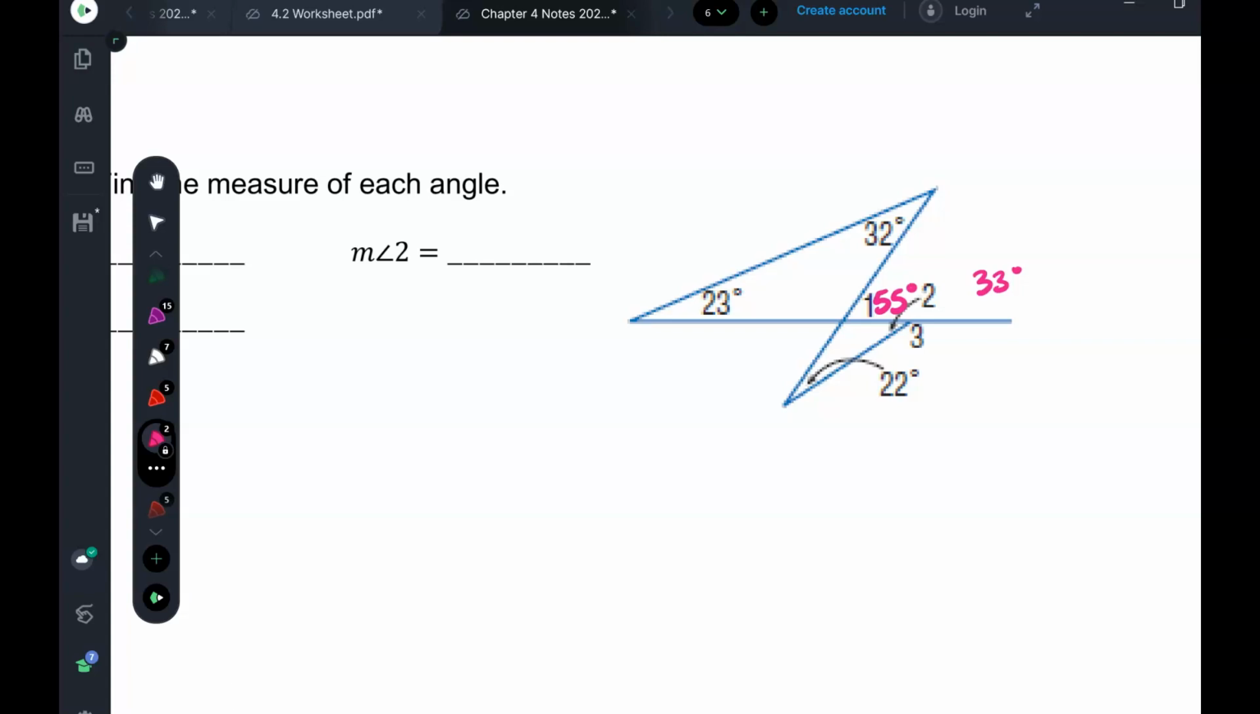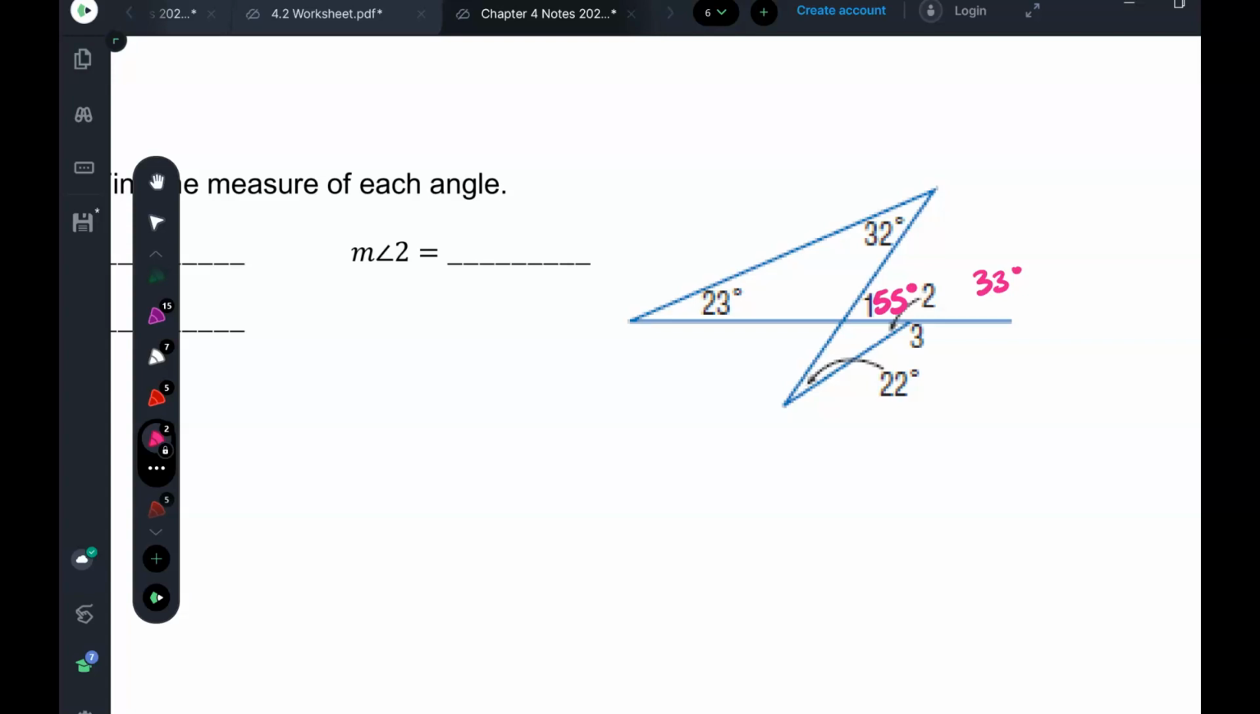Okay, so this is 55, right? And if this is angle 2 and this is 22 degrees, ignore this for the moment. Do you agree 55 is an exterior angle to these two? So these two added together must give us 55. So if I do 55 minus 22, you can find that this has to be 33 degrees. These two have to add up to that.